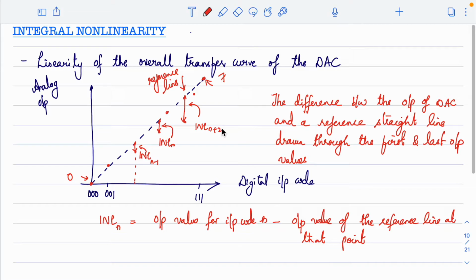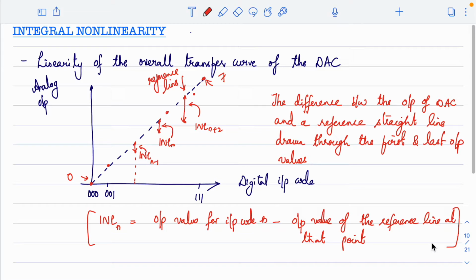Are you getting it? The difference between the output of the DAC and a reference straight line which is drawn through the first and last output values is basically giving you an overall idea about the linearity of the DAC, and this is called integral nonlinearity. This can be obtained for every digital input code change, using this formula. Alright, I hope this is clear.